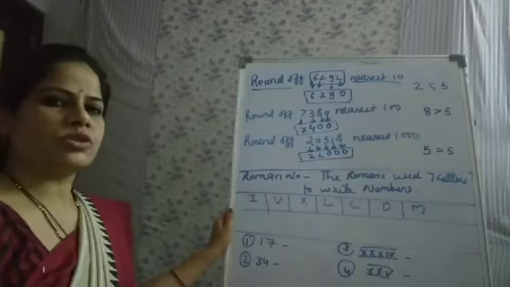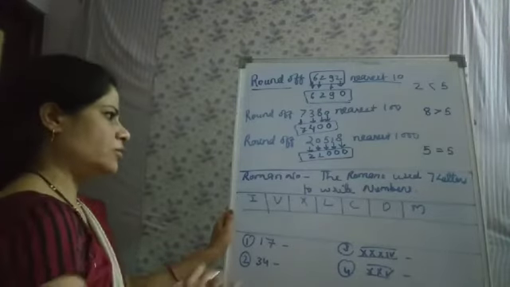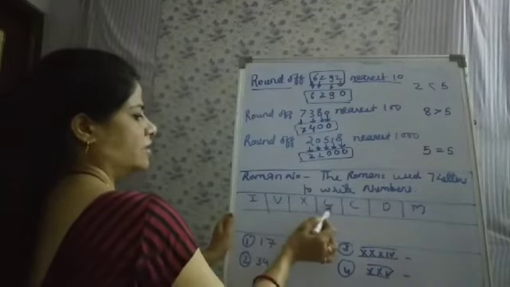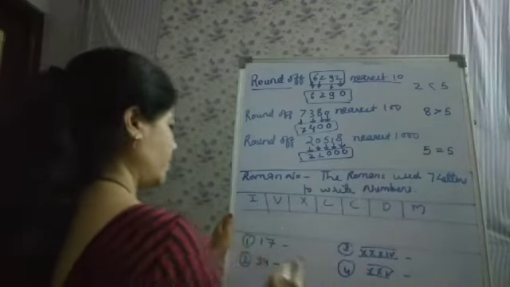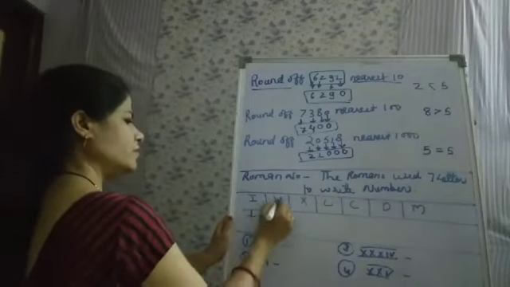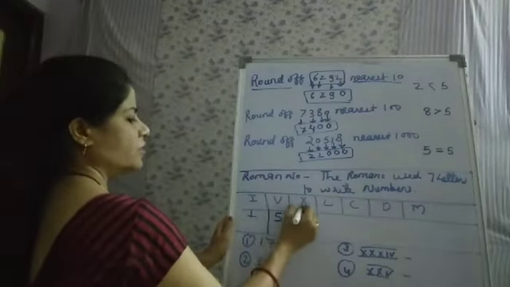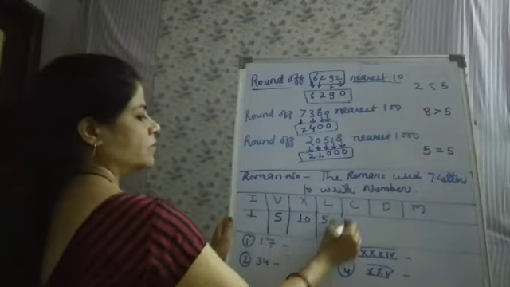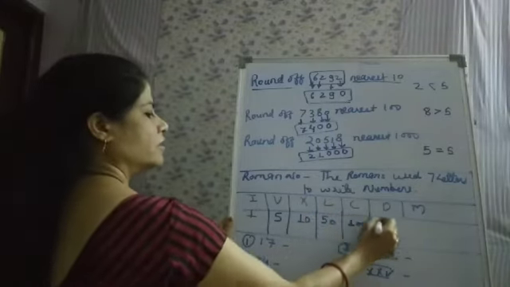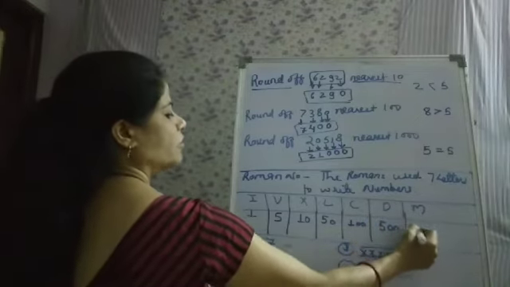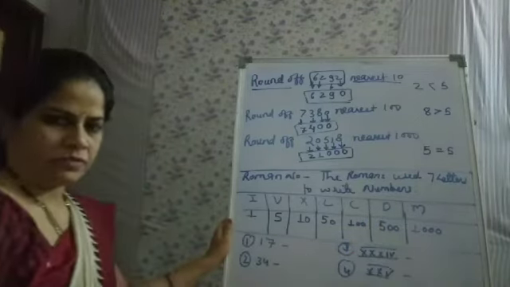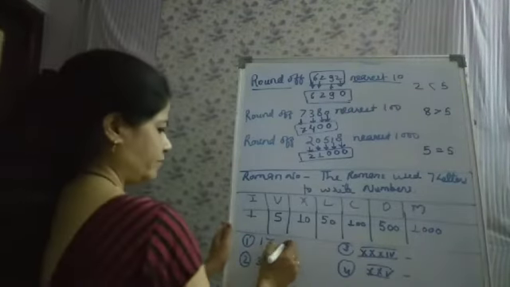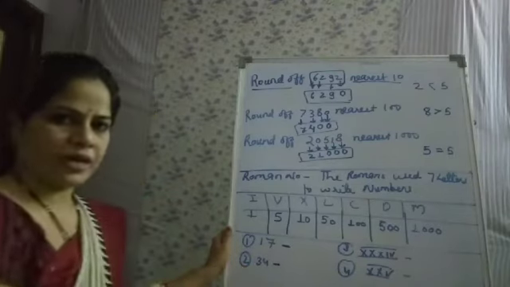Okay. Now you have to learn Roman numbers. So the Romans used 7 letters to write numbers. What are these 7 letters? I, V, X, L, C, D and M. I stands for 1, V stands for 5, X for 10, L for 50, C for 100, D for 500 and M for 1000. Okay. These Roman numbers you have to learn.